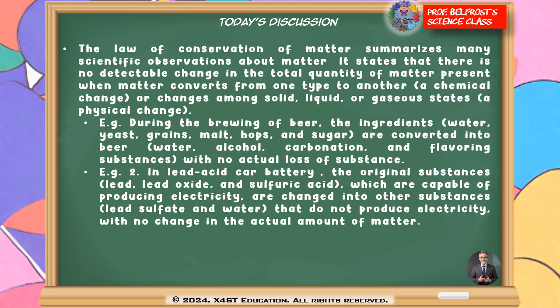Second example, in a lead acid car battery, the original substances lead oxide and sulfuric acid, which are capable of producing electricity, are changed into other substances, lead sulfate and water basically, that do not produce electricity, with no change in the actual amount of matter. So what changes is only, first, the kind of substance. Second, the ability to produce electricity. That's what matters.